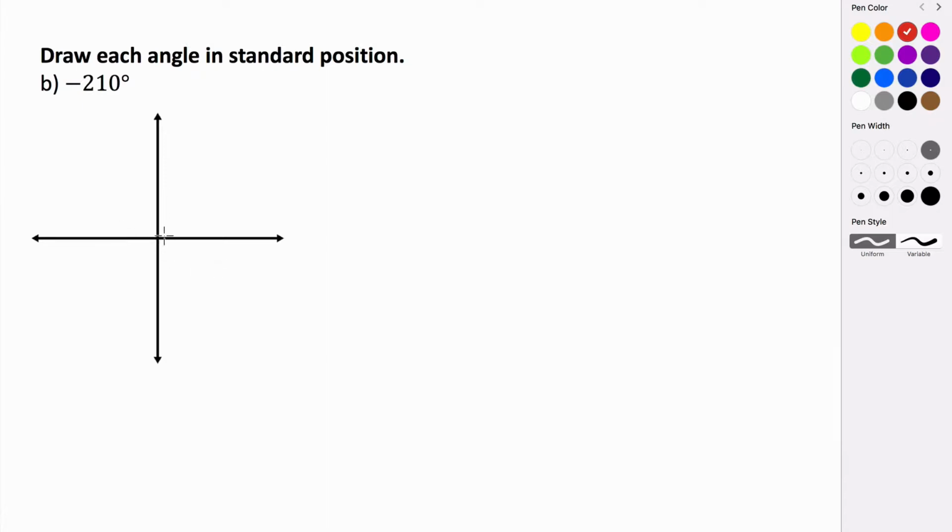So again, for standard position, we start with our vertex at the origin. We have our positive x-axis for the initial side. And again, we're going a full 180 in the negative direction, and then an additional 30 degrees in the negative direction. So this is 45. We're not quite 45. We're going to be about 15 degrees less. So it'll be somewhere about here.